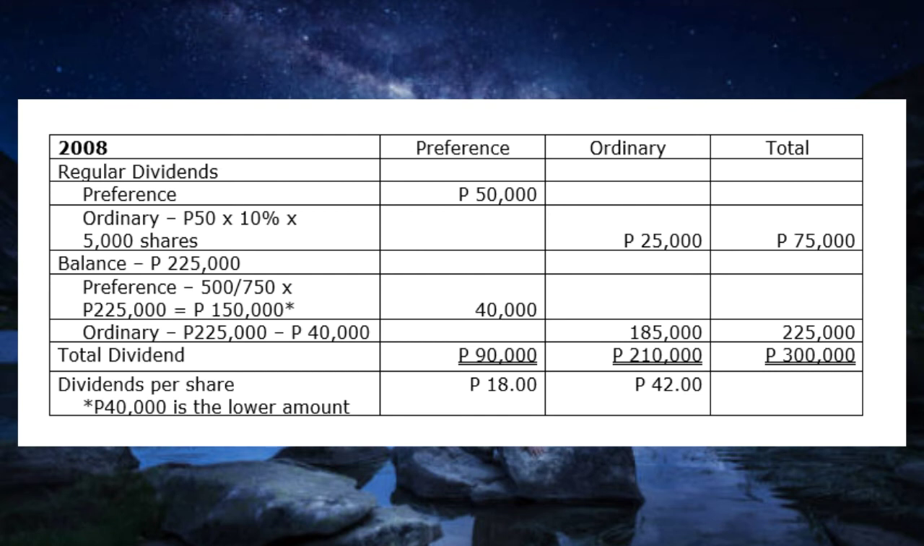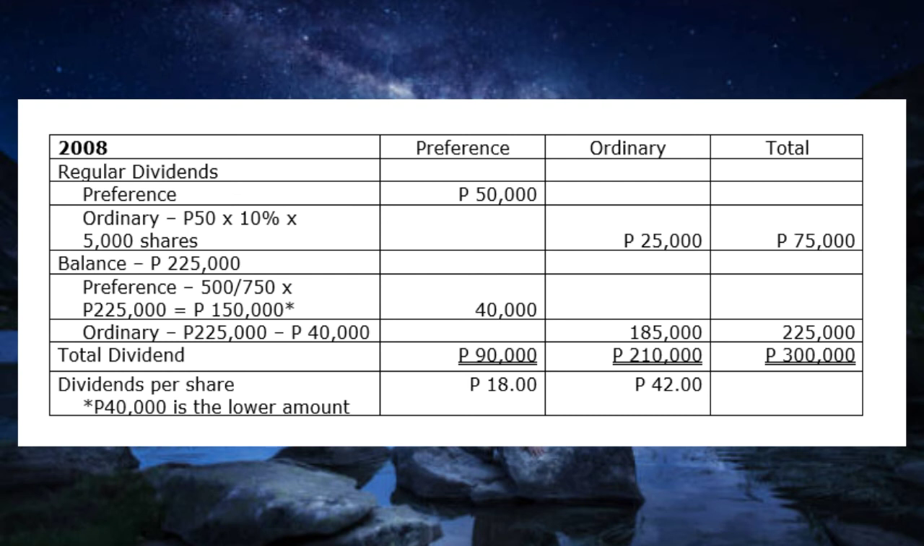2008 regular dividends, preference: 50,000 pesos. Ordinary: 50 times 10% times 5,000 shares is equal to 25,000 pesos. Total of 75,000 pesos. Balance: 225,000 pesos. Preference: 500 divided by 750 times 225,000 pesos is equal to 150,000 pesos. Preference is equal to 40,000 pesos. Ordinary: 225,000 pesos less 40,000 pesos is equal to 185,000 pesos.